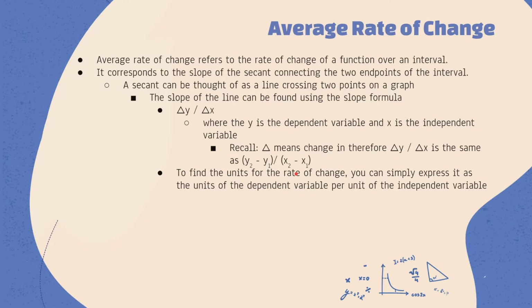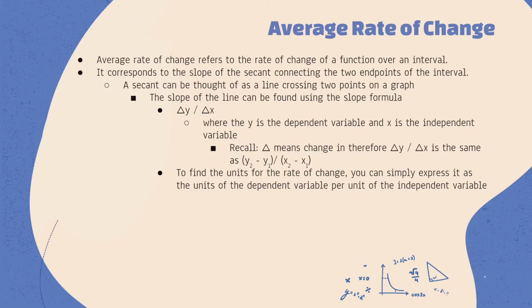Nobody's stopping you from writing y1 minus y2 divided by x1 minus x2, you just have to keep them together. So if you're writing y2 first for y, you have to write x2 first for the x's. You can't change them because that will probably produce the wrong answer.